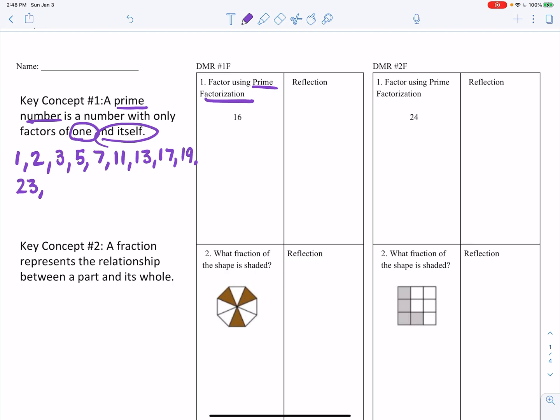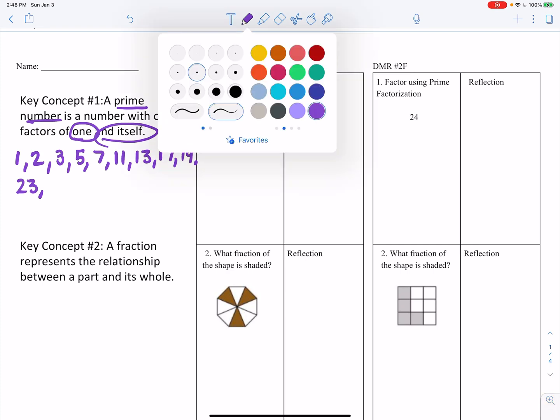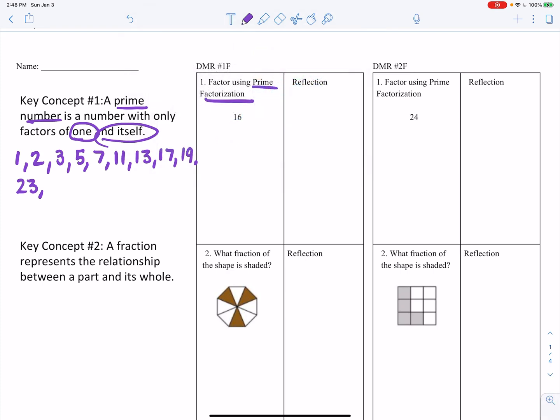So the first thing that I want to do is find the smallest prime number that goes into 16. So in this case, it is 2. So 2 is a prime number. I'm going to circle it because that means that part is done. 2 times 8. 8, I'm going to think, is it prime?